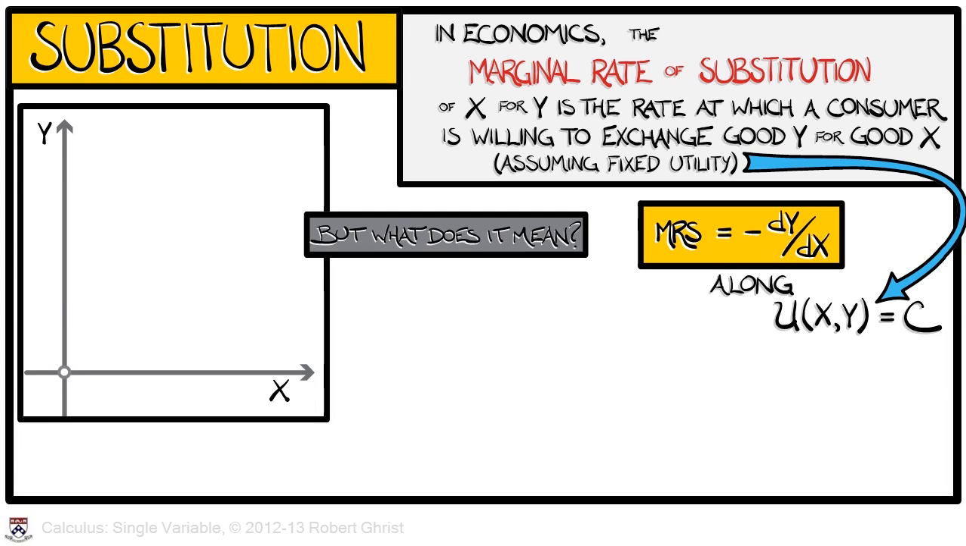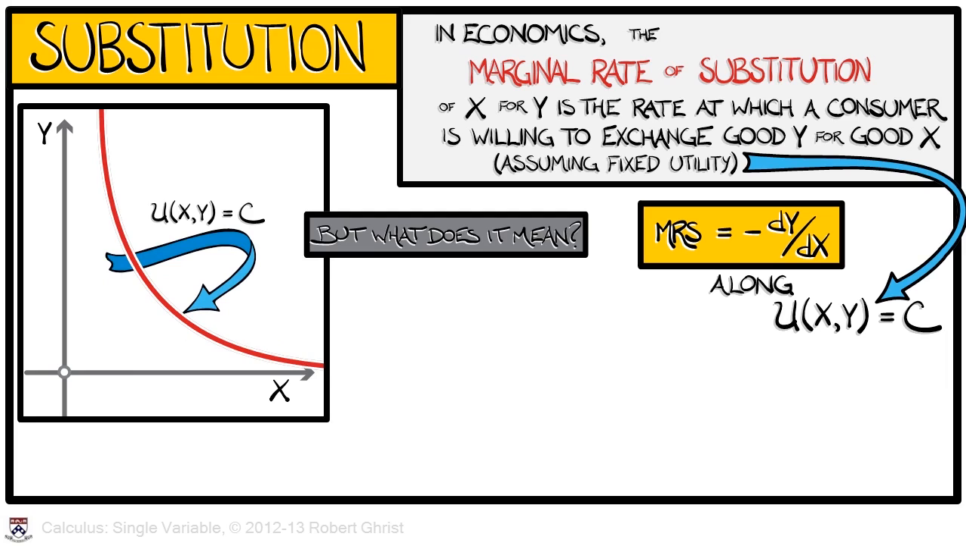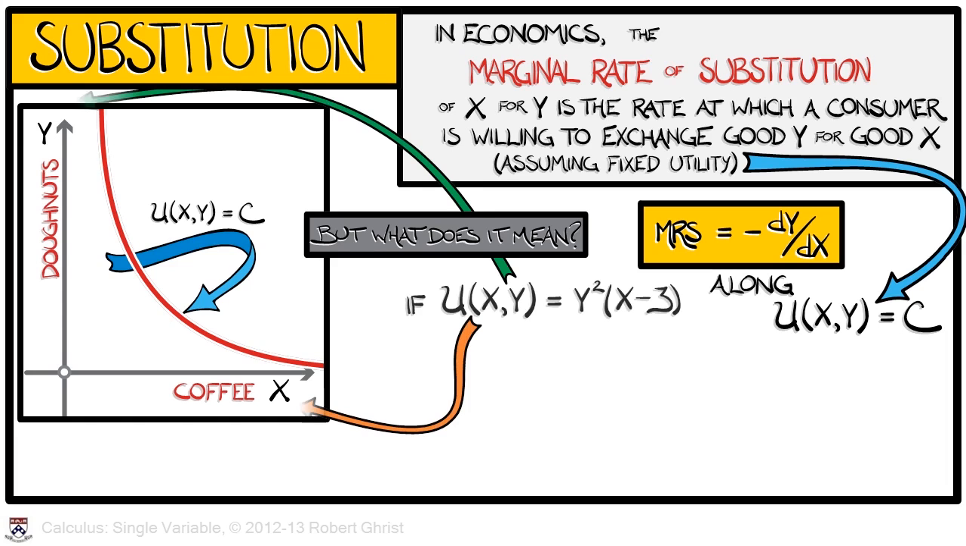This marginal rate of substitution, MRS, can be expressed as minus dy over dx along a curve of fixed utility, u. So let's say we're looking at the xy plane. I have some utility function, u. When we set that equal to a constant, it gives us a curve in the xy plane. The marginal rate of substitution is related to dy/dx, the slope of the tangent line. Let's make this a little more specific.